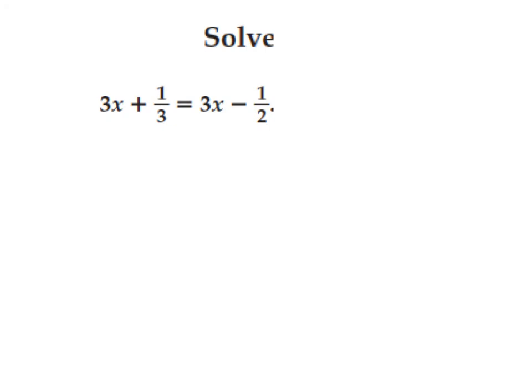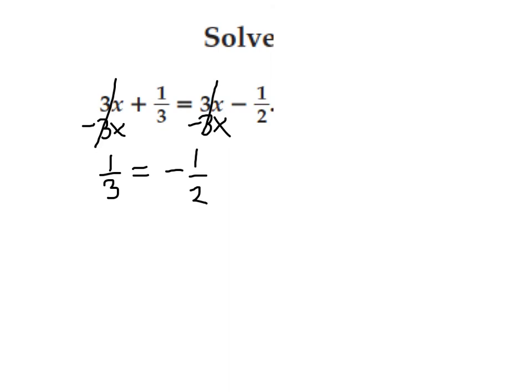Alright, let's solve. As you can see here, we have variables on both sides. We're going to go ahead and try to get the variables to one side, left or the right. I'm going to go ahead and move the 3x to the other side. Now I notice that this cancels out, and on the left side I'm left with 1/3 equal to. I also notice that the 3x gets canceled out because of this, and I'm left with a -1/2.